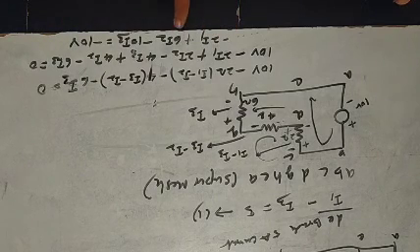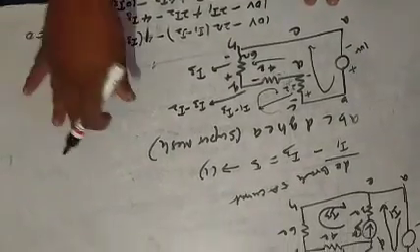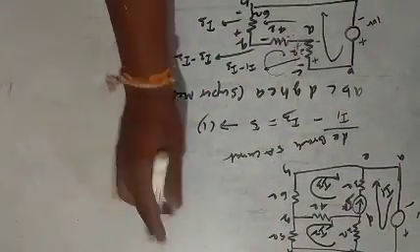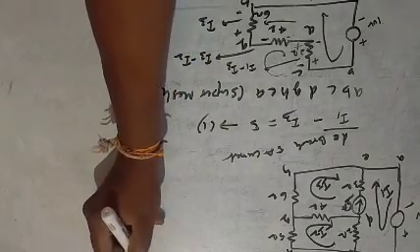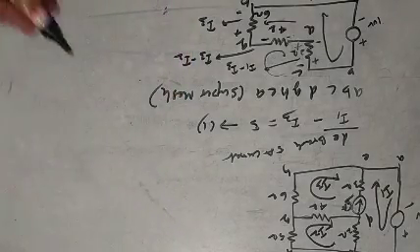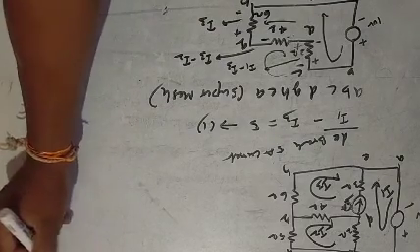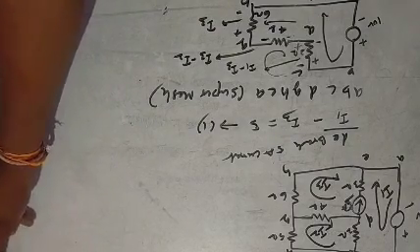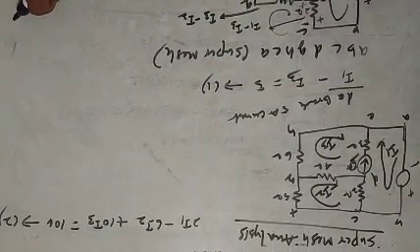Multiplying by minus, you will get 2 I1 minus 4 I2 plus 8 I3 is equal to 10 volt. I call this equation number 2.